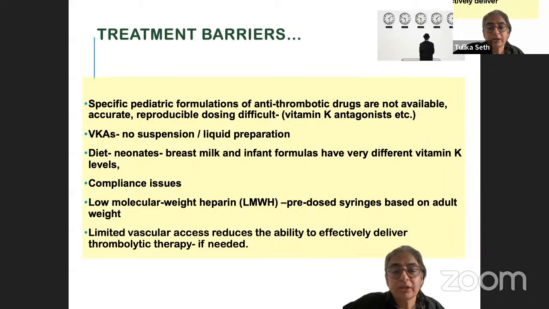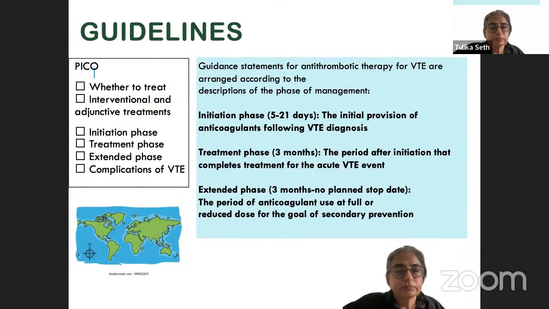We also know that breast milk and infant formulas can have vitamin K in it. There can often be compliance issues. And even the low molecular weight heparin, which comes in very convenient pre-dose syringes for adults, is not available in pediatric dosing. And in case you need to do thrombolytic therapy, which is not frequently required, but in a severe pulmonary embolism and a patient who has decompensation, you may need to do thrombolytic therapy, and that's often difficult in children because of the smaller veins.